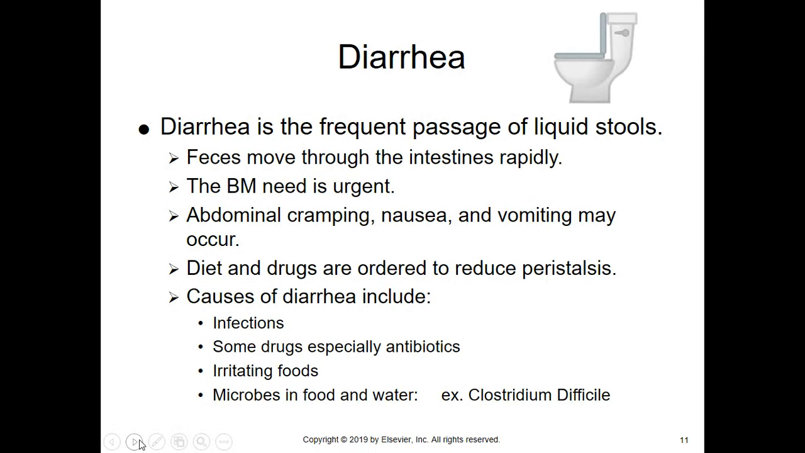Causes of diarrhea can include infections. Some drugs, especially antibiotics, can cause diarrhea. Irritating foods like spicy foods or foods that are irritating to the stomach. Seeds, things like cucumbers, nuts, those can be irritating and cause diarrhea. And contaminated water or food.